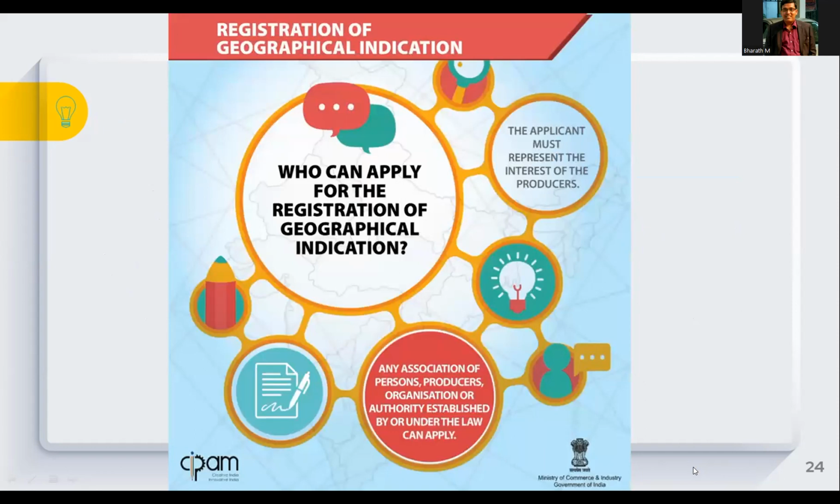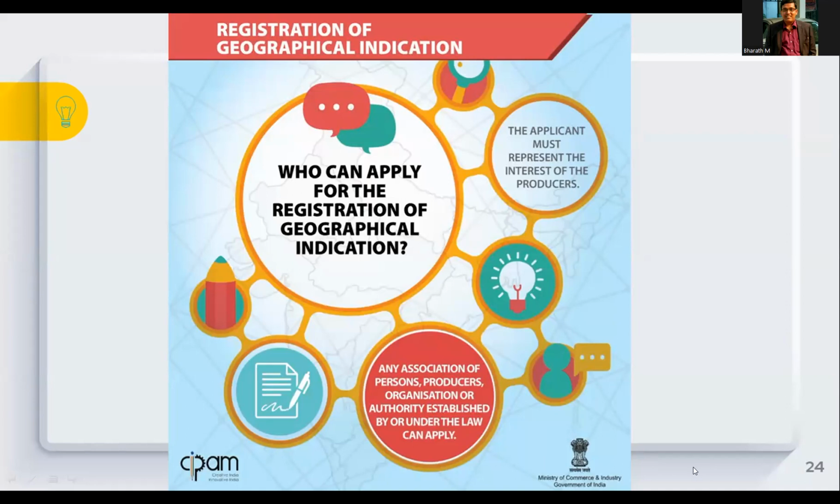See, who can apply for the registration of geographical indication? If there is something famous in your geography which is not registered, you can get it registered. I will tell you how. Who is eligible? The applicant must represent the interest of the producer. Take the example of Mysore Pak. It is famous across Mysore region and the old Mysore region too. There are too many producers, but a single person can represent their producer interest.